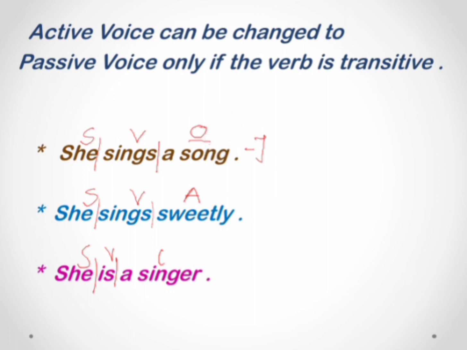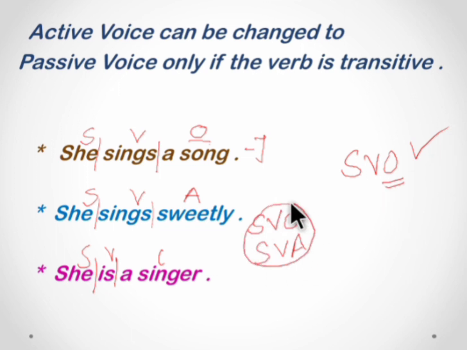So we should always remember: the SVO pattern we can change to passive voice. SVC we cannot change, and the SVA pattern we cannot change. If only an object is there, we can change to passive. These two we cannot change to passive.